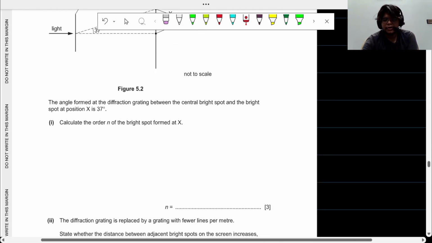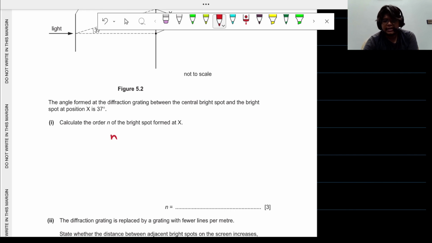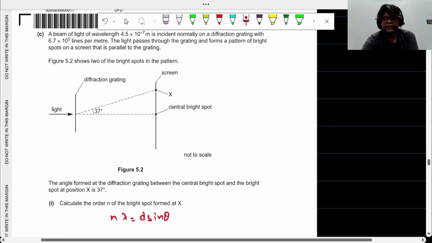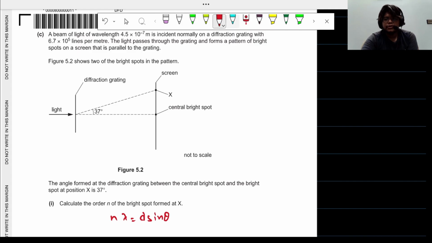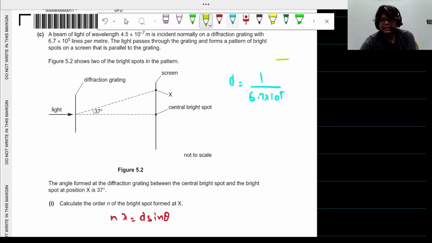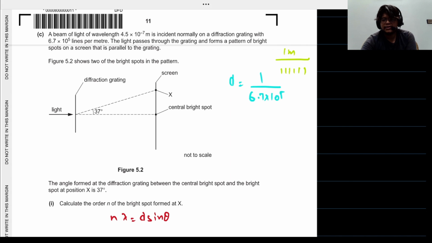Now we know everything. We know the formula that n lambda equals d sine theta. But d is the spacing, and over here we are provided with the number of lines per meter. So your d would be equal to 1 divided by 6.7 times 10 to the power 5. D means that in a span of 1 meter we have these many lines, so it is the spacing between two lines in the diffraction grating. That's why we call it the grating spacing, the d.